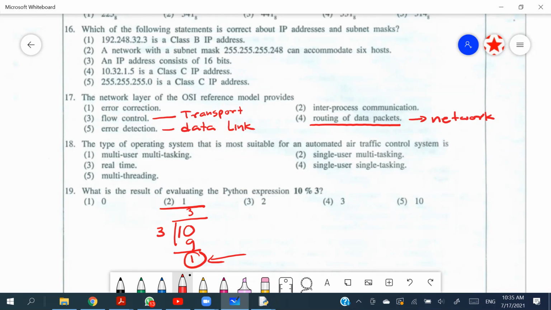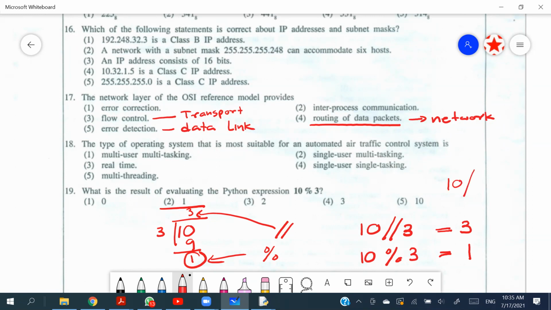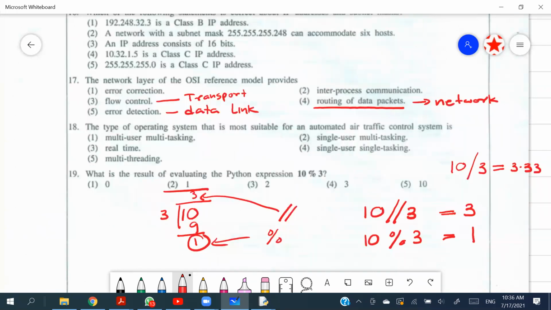Right? So this can be taken from the modulus, and this can be taken from the floor division. Now, if I say 10 floor divided by 3, it's going to be 3. 10 modulus 3 is going to give you 1. And if you say 10 divided by 3, definitely it's going to be 3.33 something. Okay, so that is the answer for the 19th.